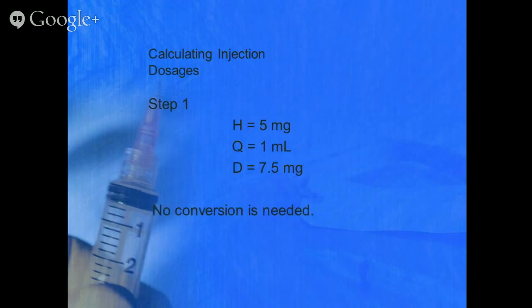So this has the step 1. It has the orders, the on-hand quantity, and the desired amount.